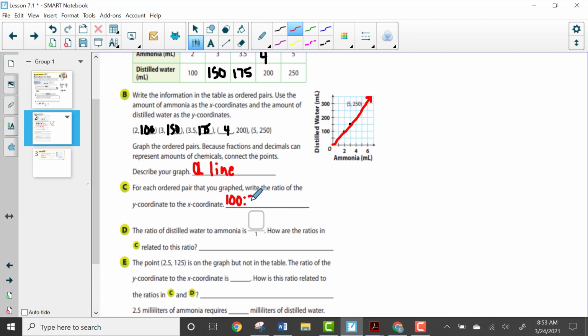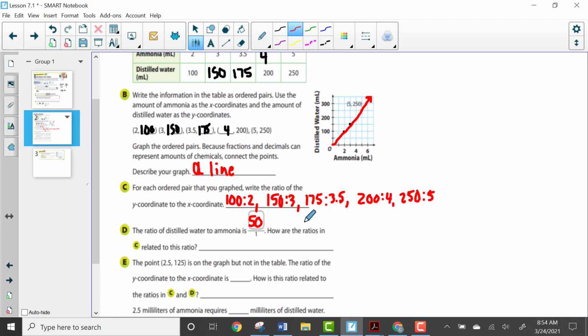100 to 2, and then 150 to 3, 175 to 3.5. We'll write these down with me. 200 to 4, and 250 to 5. So those are all the ratios that are represented on my graph. So we can see the ratio of distilled water to ammonia for this, 50 to 1.